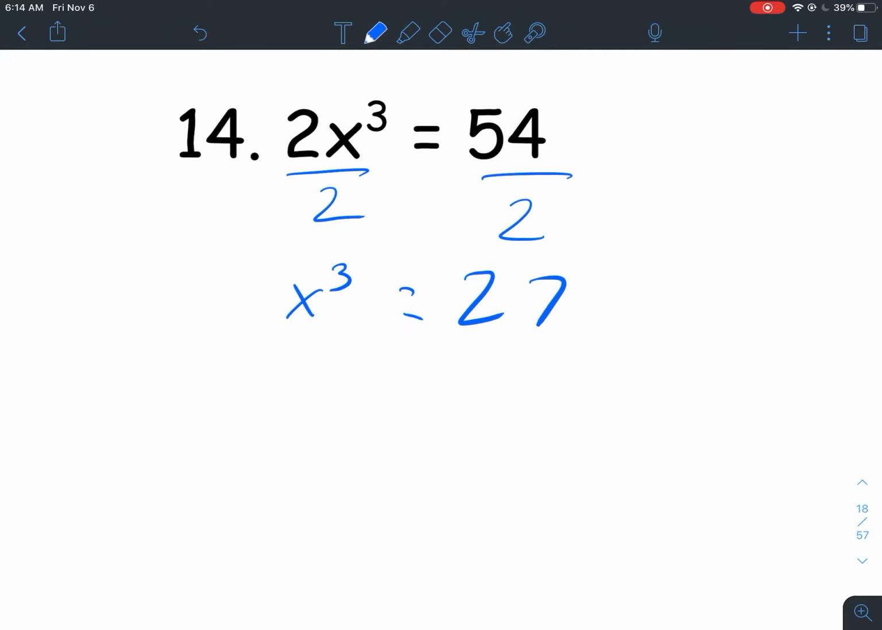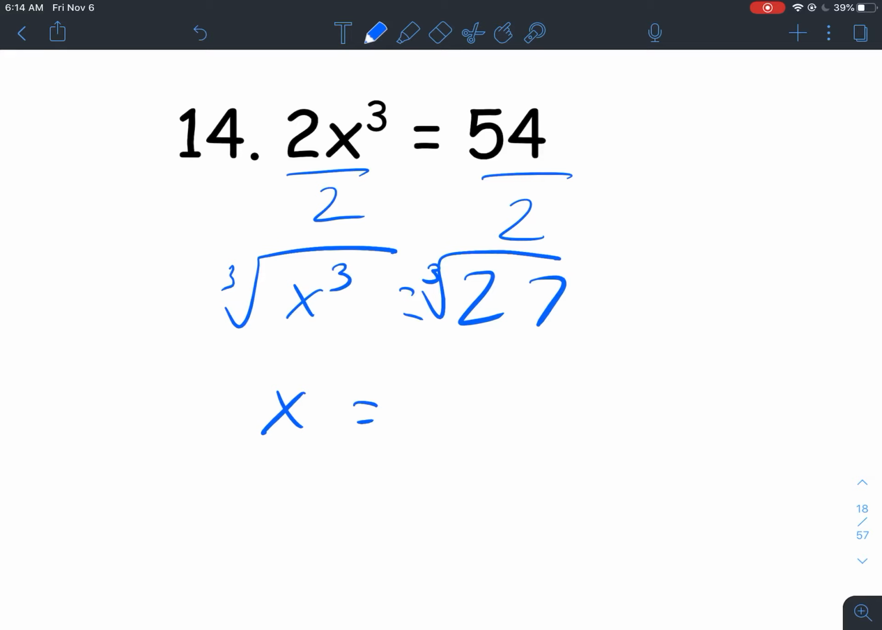So now, notice how this one's a cube. So we need to take the cube root, okay? Notice, first off, this is an odd power. So with an odd power, we do not do the plus minus, all right? And so we're going to take the cube root of both sides. Cube root of x cubed is x.